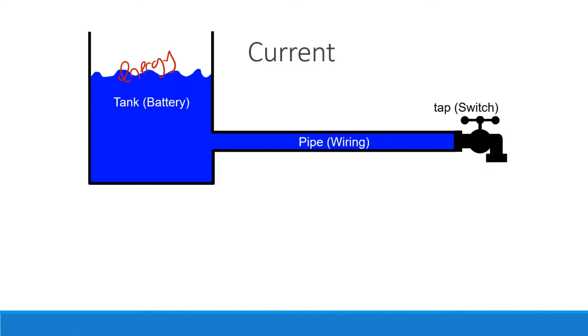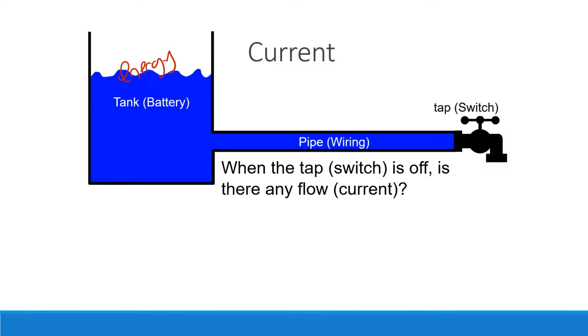So ultimately, when the tap switch is off, is there any flow of current? Can I get a yes or a no? Is there any flow of current when the tap is closed? Let me know on chat or out loud, up to you. I've muted you, you can unmute yourself. Is there any current? I've seen the number 30.